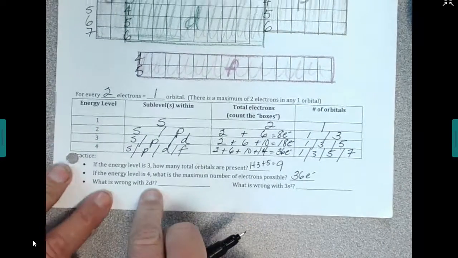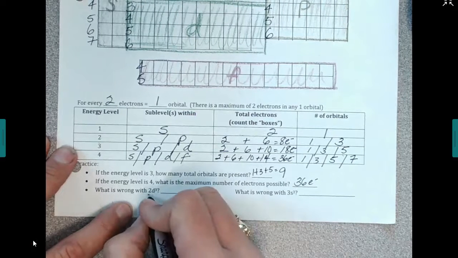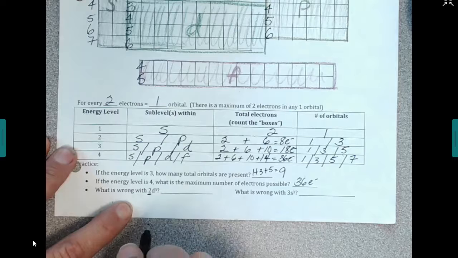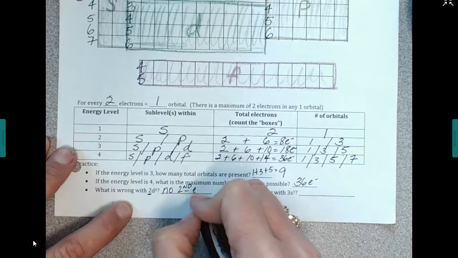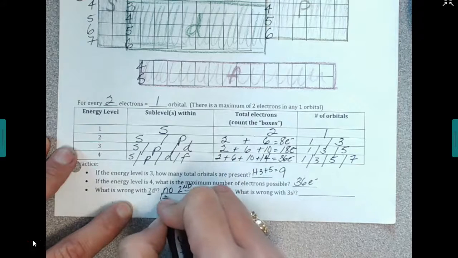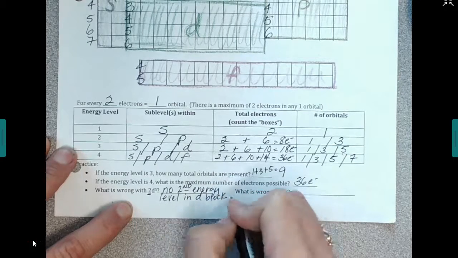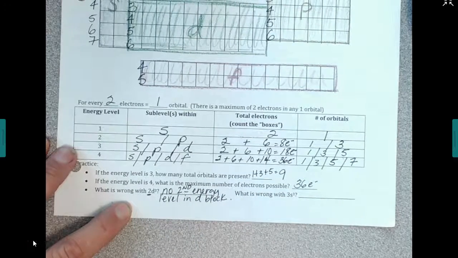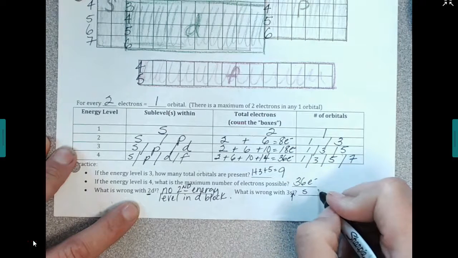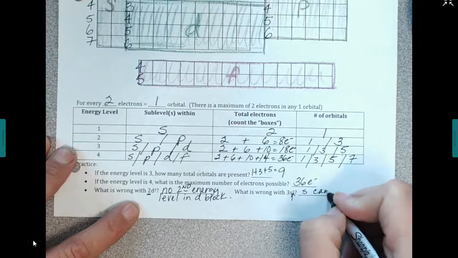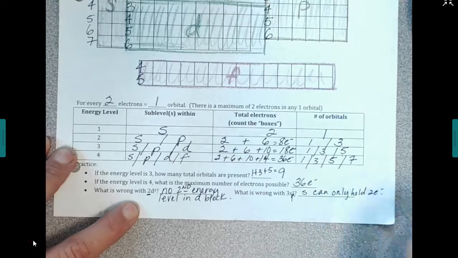What is wrong with 2d3? Well, what's wrong with it is there is no second energy level in the D block. Okay, it starts with 3. What is wrong with 3s3? The S can only hold 2 electrons.